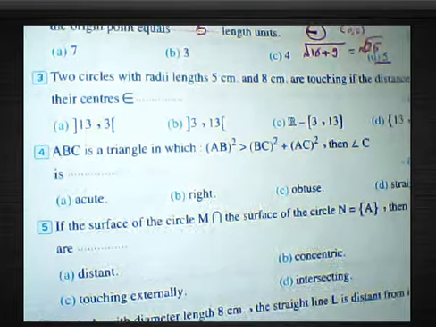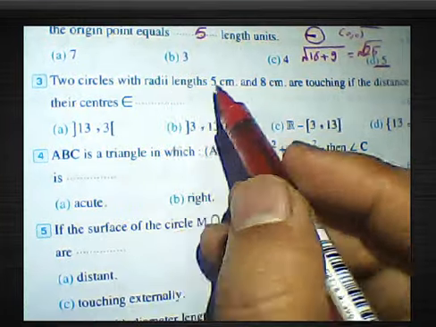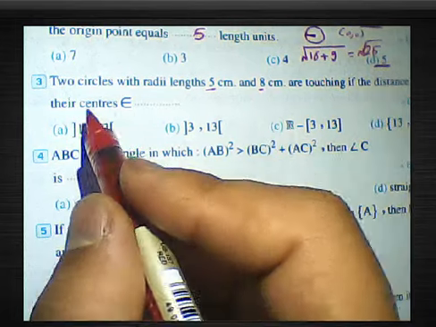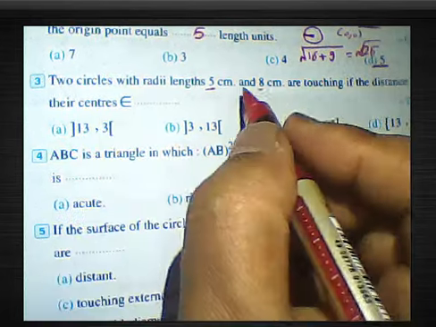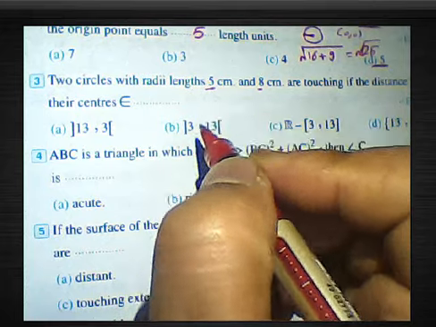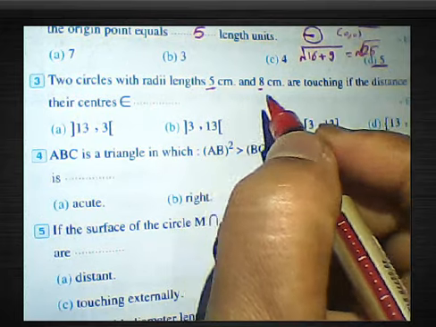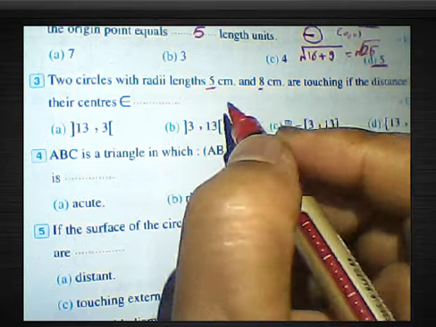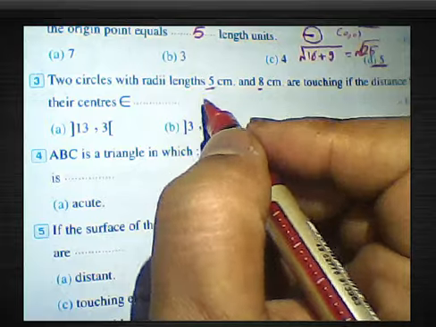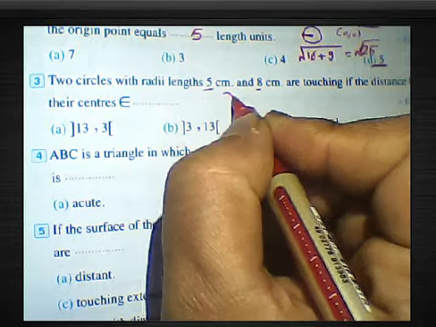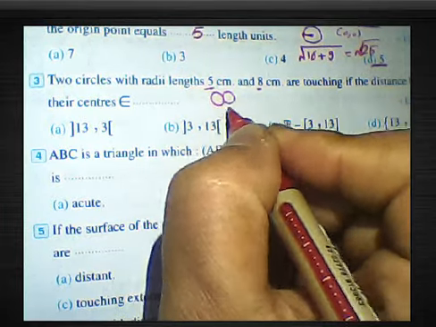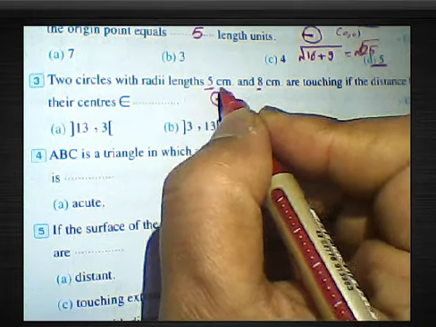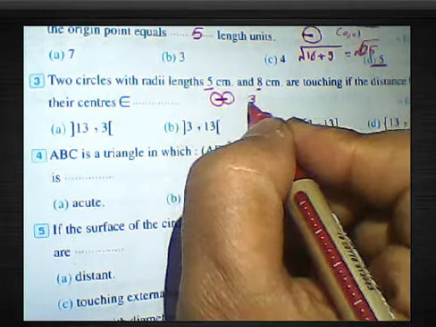Question number 3. Two circles with radii lengths 5 and 8 cm are touching. The distance between their centers is what? We know the radii of circle 1 and circle 2. If the two circles touch externally, the distance between the two centers will be 5 plus 8, which equals 13.